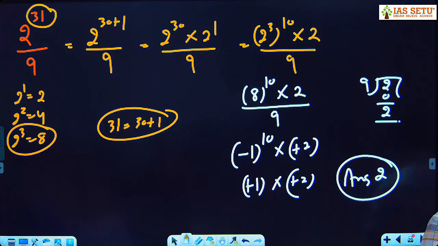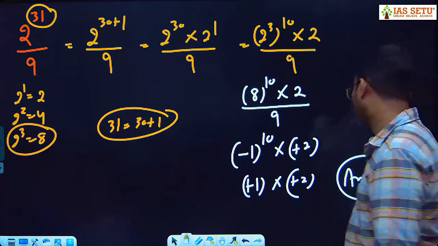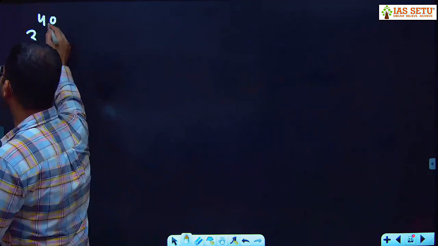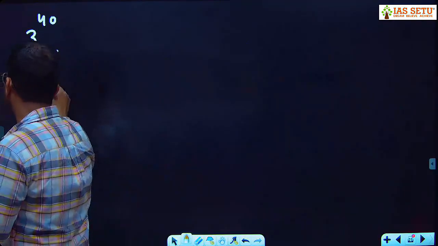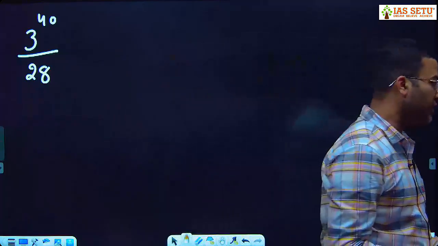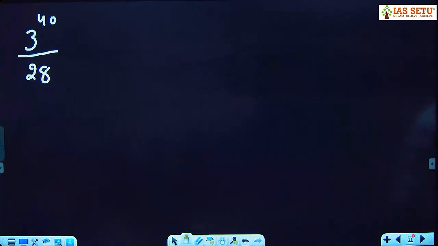Even if you refuse, I still have to ask. You try this question. 3 to the power 40 divided by 28. Go slow, step by step. Try to manage. Just see what your remainder is.